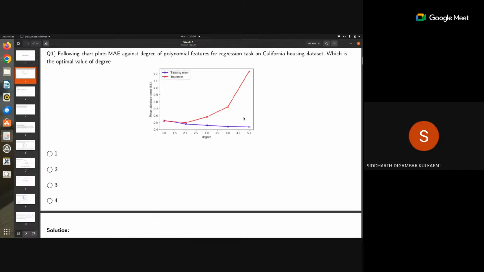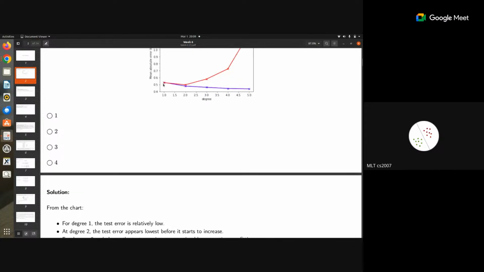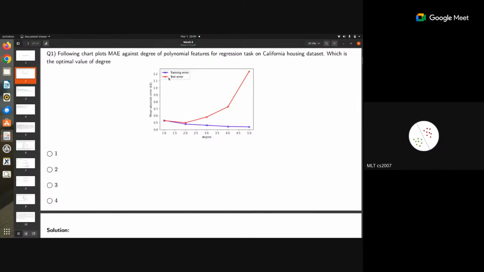Why not one, sir? You can see, for degree 1 what is the issue? The test error is lower, that is fine. At 2, the test error is the lowest before it starts to increase, right? What is the value of test error at this point? The test error is higher at 1. And here it starts decreasing, right? It is lowest at 2.